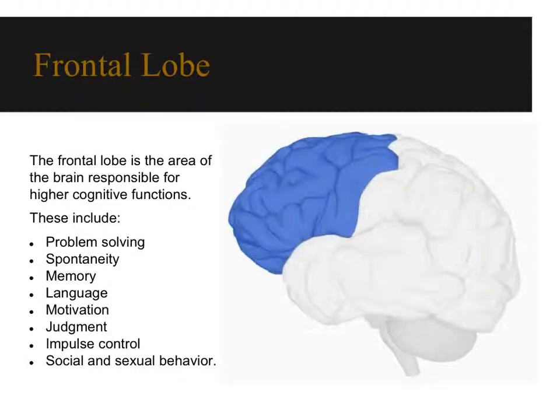So first things first, the frontal lobe. Again, it's at the front of our head, and the frontal lobe in many ways is why you're here at school. We are training your frontal lobe to do complex thought, complex thinking, critical thinking, all those things that you hear again and again and again in your AP classes, for example. The frontal lobe is required for problem solving, memory, language, motivation, judgment, impulse control, and even social and sexual behavior.